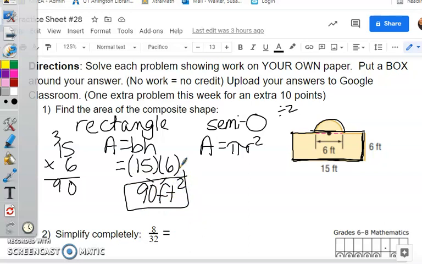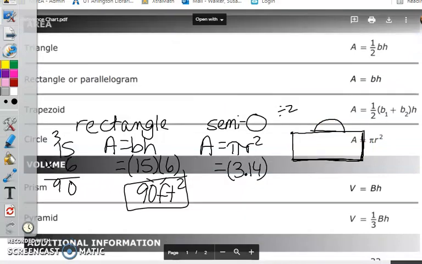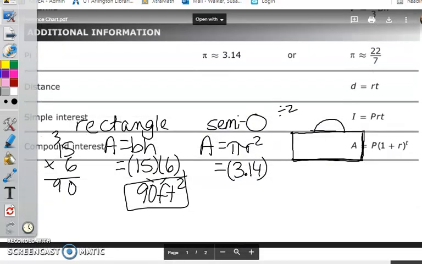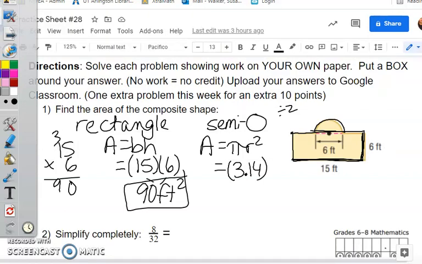Okay. Over here we have pi r squared. Hopefully, guys, you know this is called pi. It's not a letter. It's pi. We approximate it to be 3.14. If you don't know that, this is your last time before the quiz to look on your formula chart and see it. Pi is about 3.14.